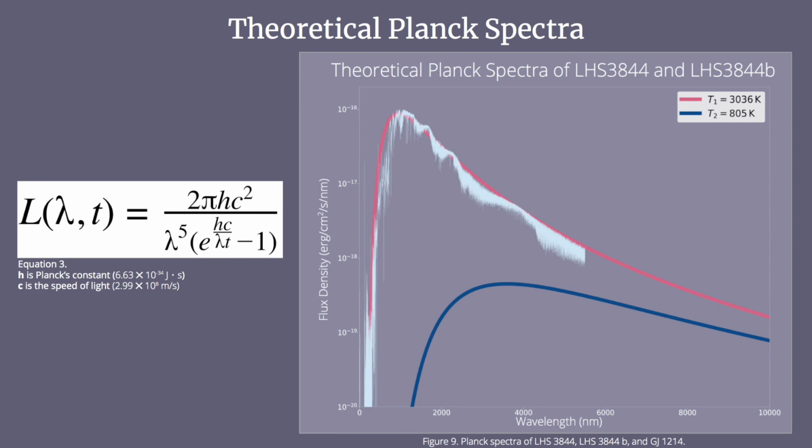I was also interested in seeing if there's a way we could improve the methodology of the James Webb spectroscopic data analysis, and so I used Planck's law for black bodies for a given wavelength and temperature, which is shown here in equation 3, to plot the theoretical Planck spectra of LHSb and its host star. The spectra are shown here in figure 9, with wavelength in nanometers on the x-axis and flux density on the y-axis. The light blue line is the stellar spectrum of GJ1214, which I plotted as a guideline for the theoretical Planck spectrum of LHSb's host star, since they're the same spectral type and are expected to have similar spectra. The pink line is the Planck spectrum of LHSb's host star, and the darker blue line is the Planck spectrum of LHSb itself.